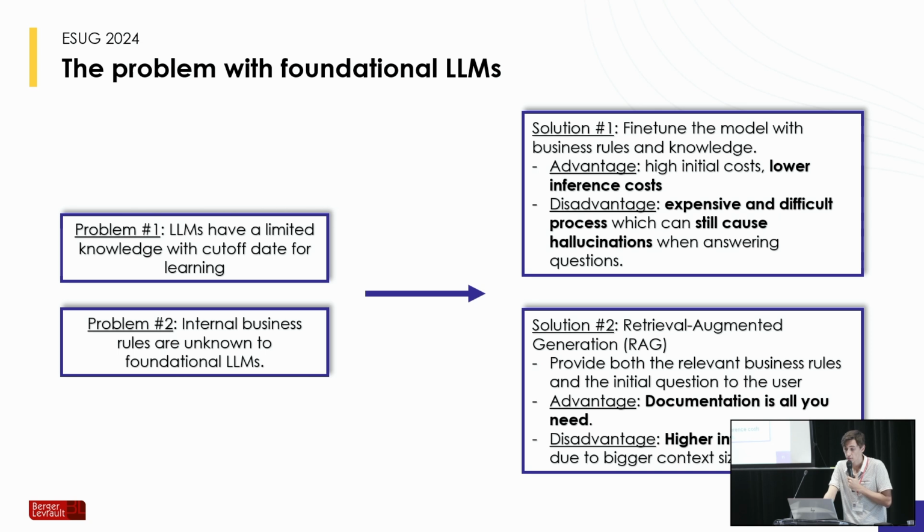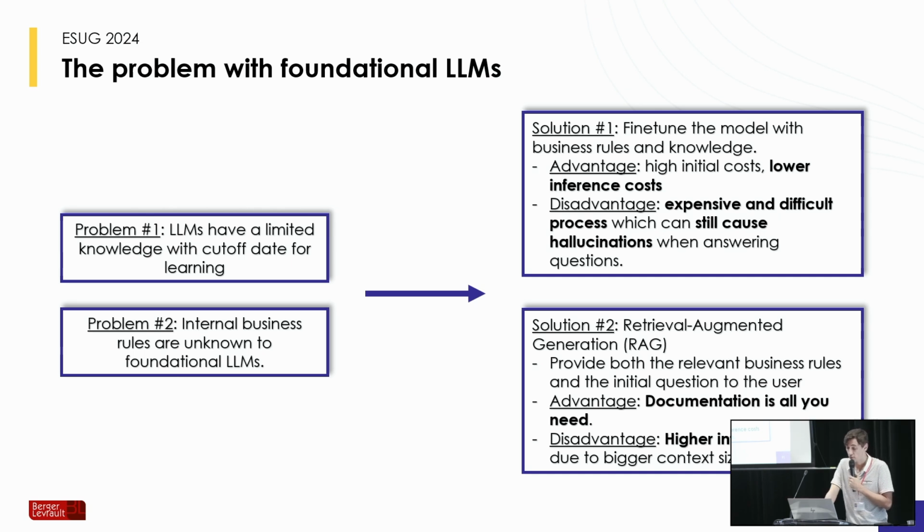So for these two problems, the community offers at least two possible options. The first is quite classic in the AI community, which is to fine-tune your model. This has obvious advantages and disadvantages. The first disadvantage is that it can be expensive and difficult. And the end result, as we've seen with the example of collections, is that it can still cause hallucinations, where the answer is slightly wrong or can lead to wrong answers.